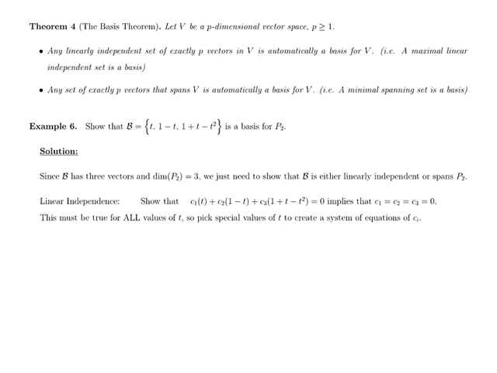So now let's look at this basis theorem. Let V be a p-dimensional vector space with p greater than or equal to 1. So this is not necessarily true for a zero-dimensional vector space, but anything greater than that. Any linearly independent set of exactly p vectors in V is automatically a basis for V. And any set of exactly p vectors that spans V is automatically a basis for V.